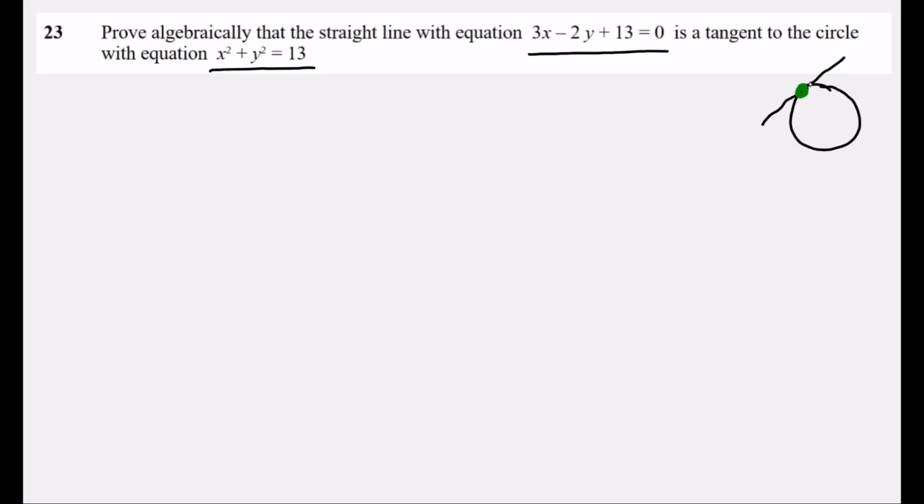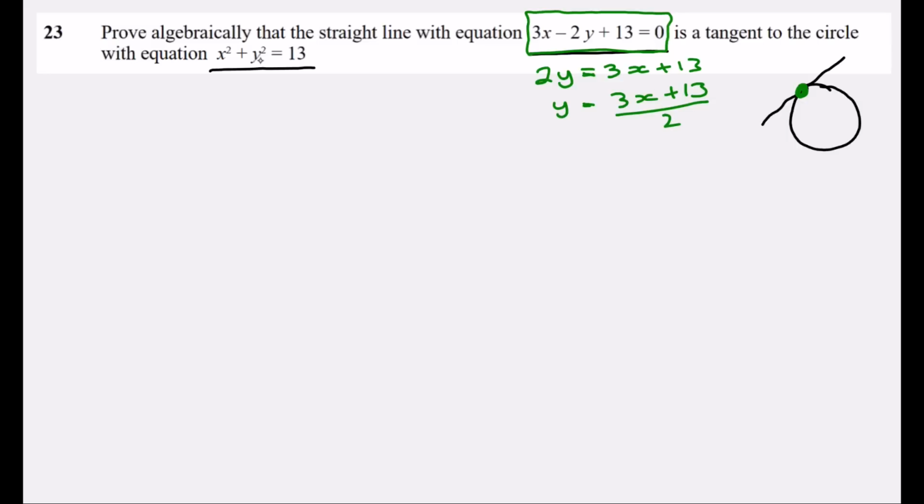So let's find out where the intersection is, and if there's only one of them, it must be a tangent. To solve these simultaneous equations, we need to get the linear one first and make it either x equals or y equals. If I add 2y to both sides, I'll get 2y equals 3x plus 13. And then halve both sides: y equals (3x plus 13) over 2.